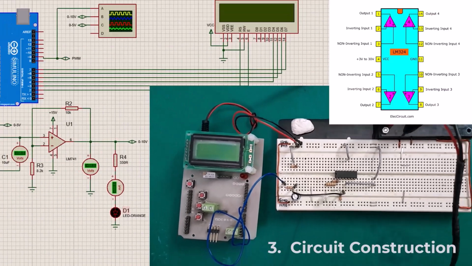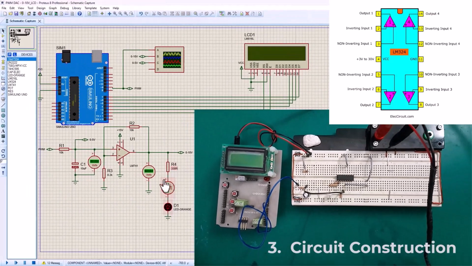And the circuit is completed by adding a resistor on the output of the OpAmp with an LED. Now this LED will basically exhibit a behavior of glowing and dimming. So basically, as the PWM voltage increases, the voltage will increase from 0 to 10. The LED will be glowing, and as the voltage decreases, the LED will be dimming.